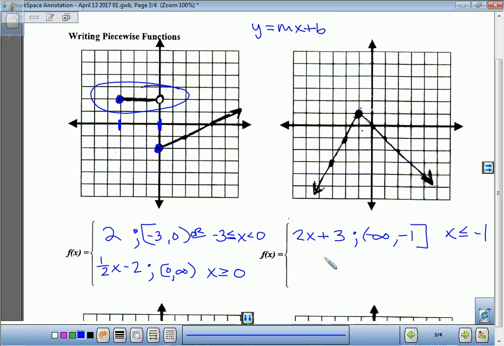Okay? Now this one is just -x. And so since I chose to include this point here, I do not include it here. So I'd say from -1 to positive infinity, or x values that are greater than -1. So once again, it's interval or inequality, but you don't need both.